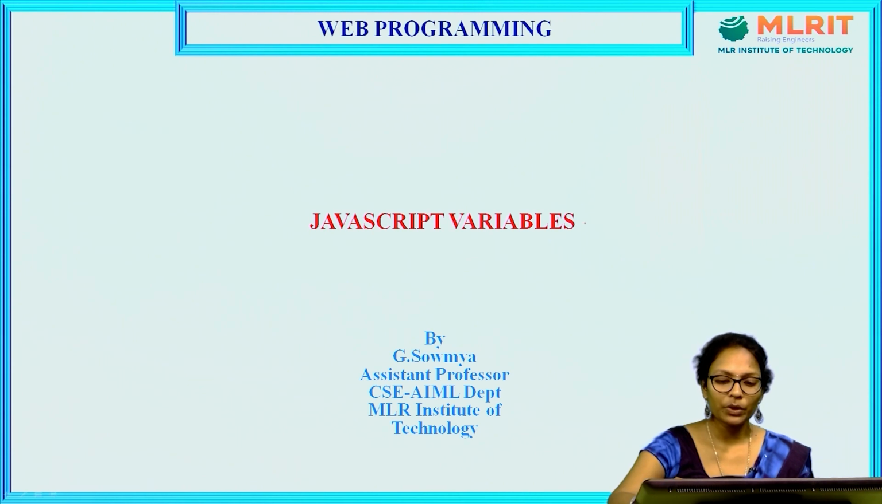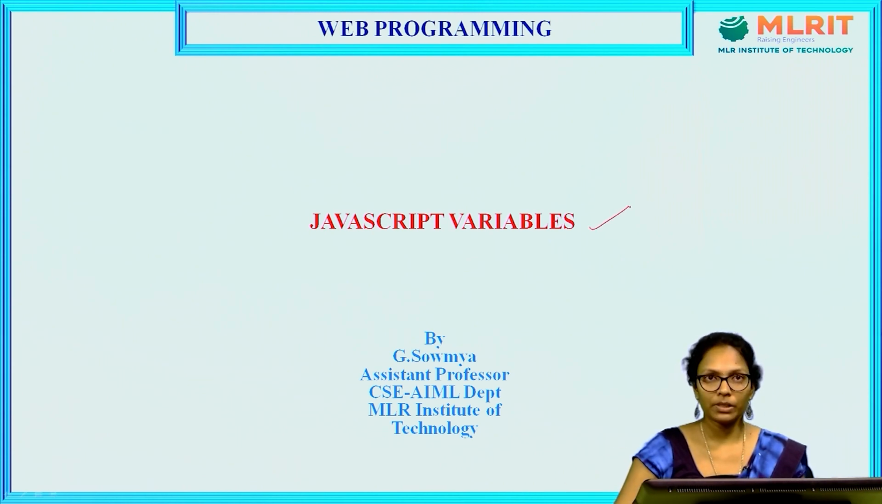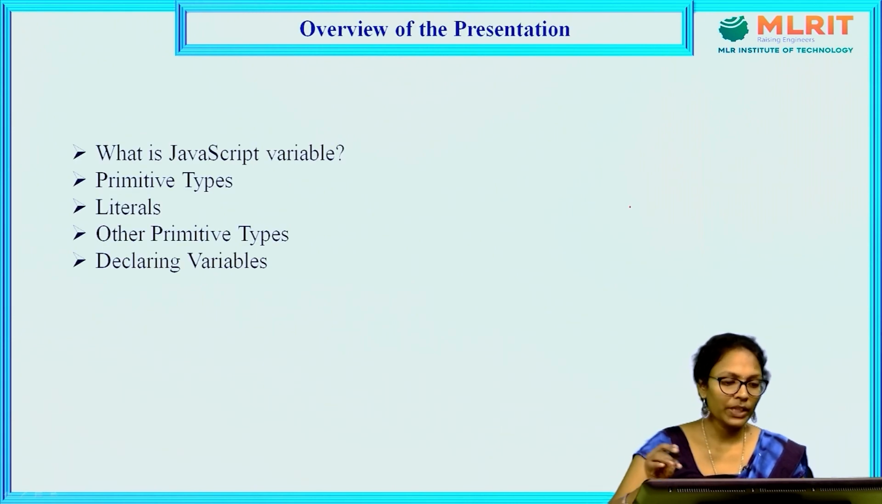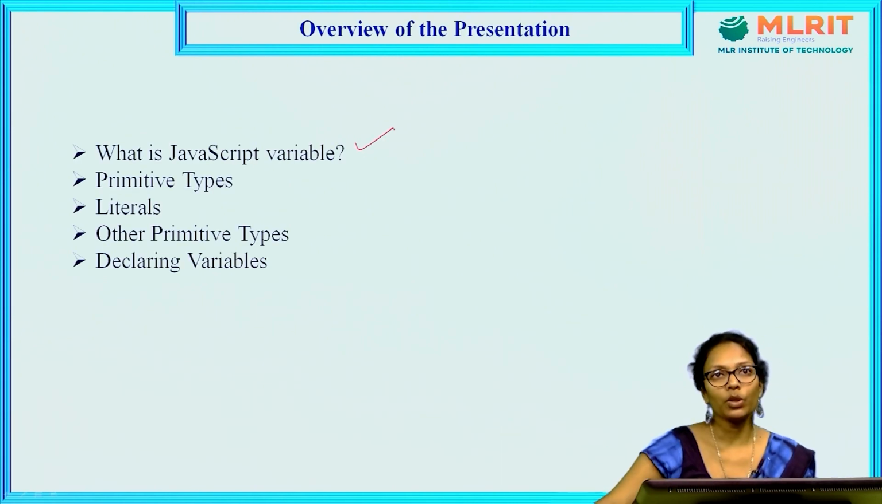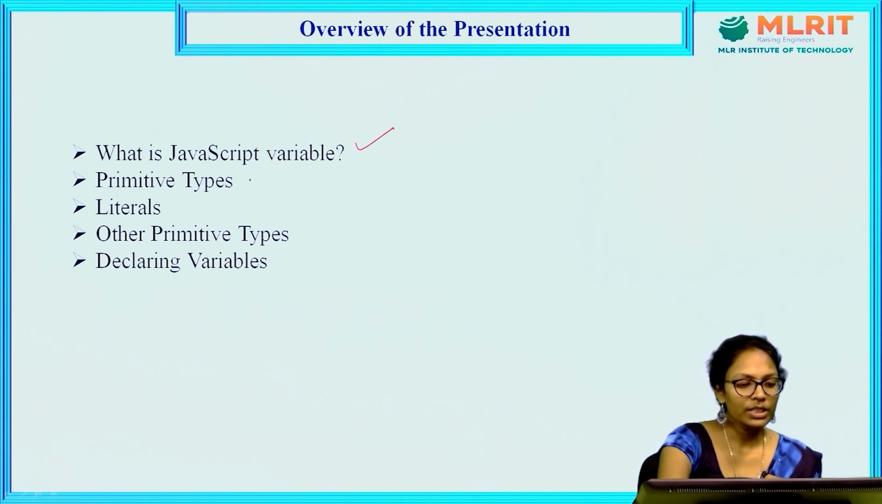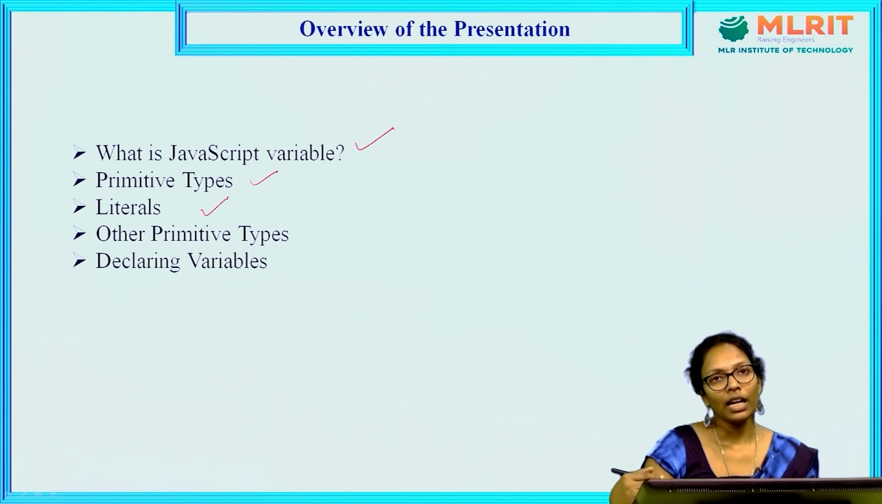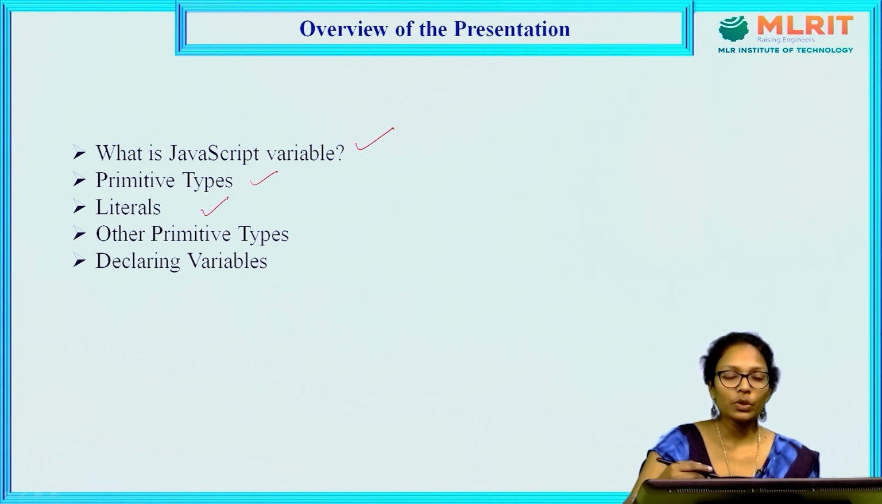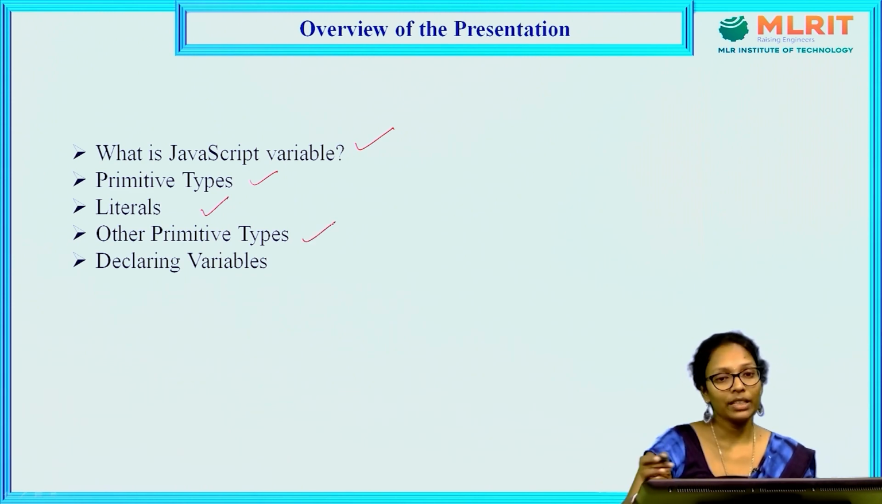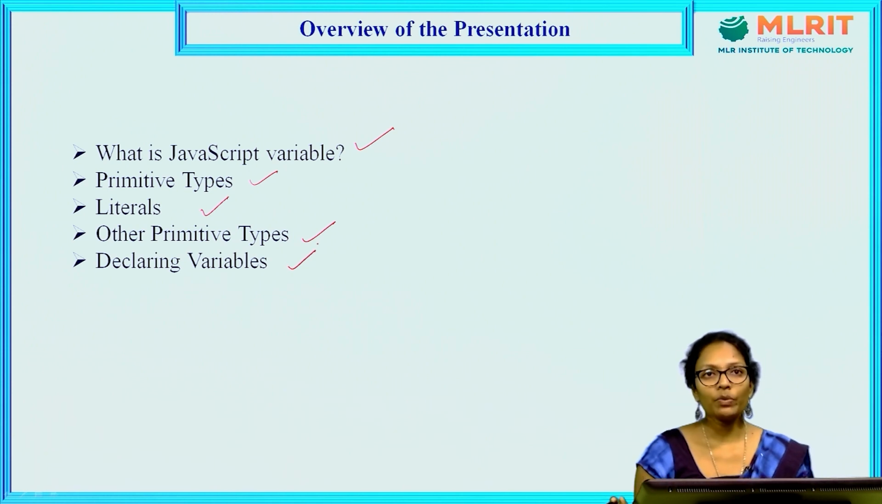In this video, we are going to discuss JavaScript variables. In the previous video, we have seen the introduction to JavaScript, where we saw the syntax of a JavaScript program and how to include the script tag in the HTML program. So now in this video, we are going to mainly discuss what a JavaScript variable is, what the different primitive data types are, and what is meant by literals. Along with the basic primitive types, we also have some other primitive types, and how to declare variables. Along with this, we also see some example programs.